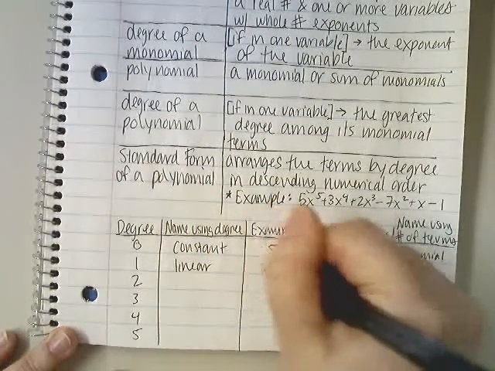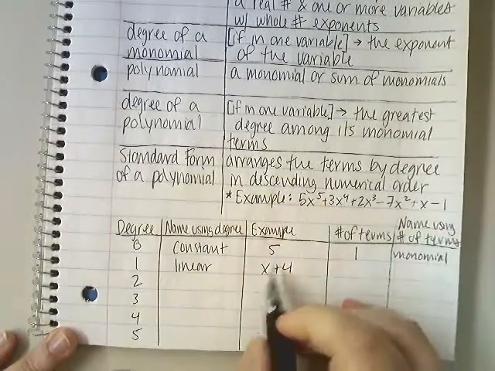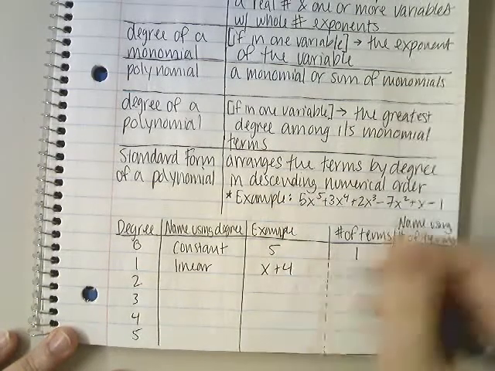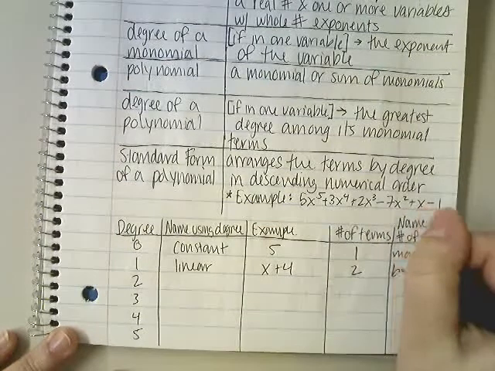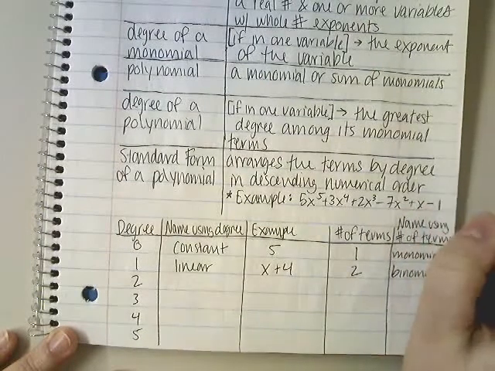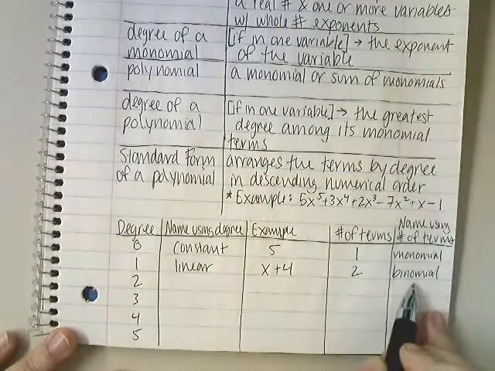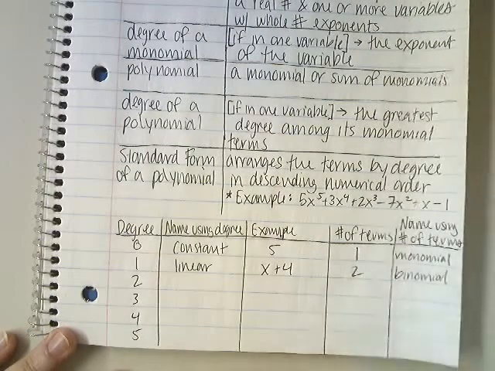This could be x plus 4, x minus 5, anything where x is to the first power or without an exponent written there. In this case, the number of terms is 2, so this is a binomial. We've talked about binomials a lot in our factoring as well. So it's a linear binomial in this case. Our first one was a constant monomial.